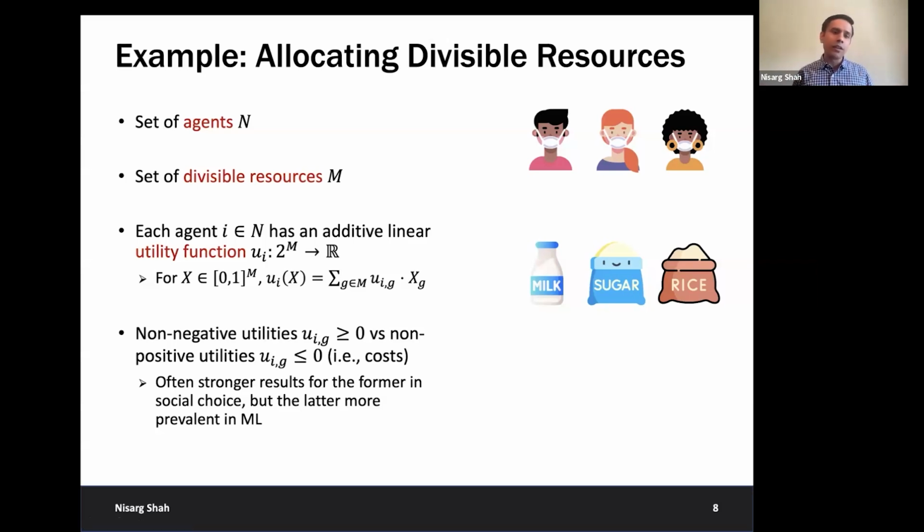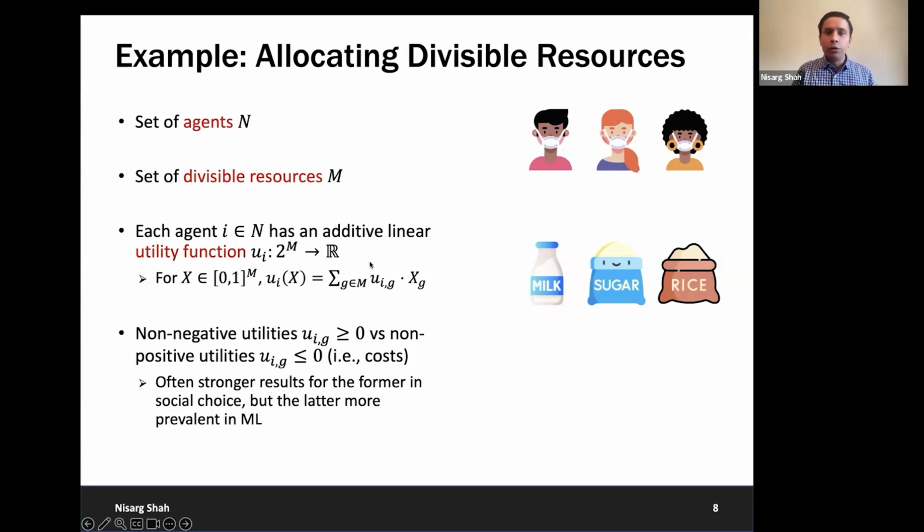Typically it is assumed that this utility function is additive linear. This is the most stylistic assumption you can place, though people have also explored many other more general utility functions. But in this simple case, if you have a vector x in [0,1]^m, where the number x_g denotes the fraction of good g in this bundle, then the utility that agent i places on this bundle is simply the sum over all the goods g. This is the additive portion: the utility is additive across all the different goods g.